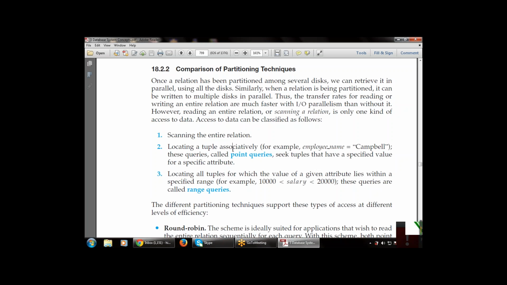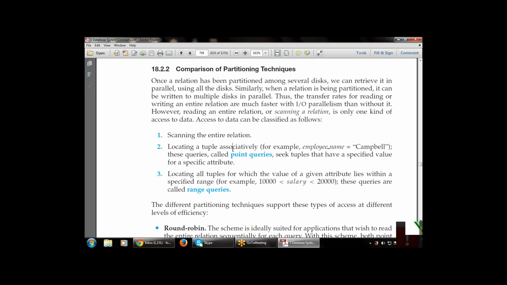For example, if I want to find salaries between 1000 and 2000, these queries are known as range queries. A point query only points out something specific, for example employee name equals Campbell. A range query is given a range, for example between 1000 and 2000.